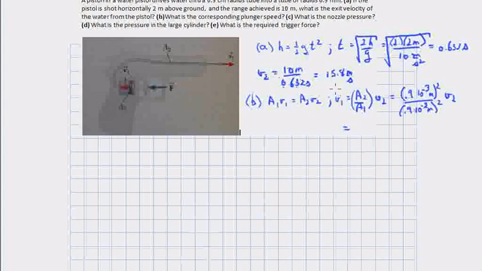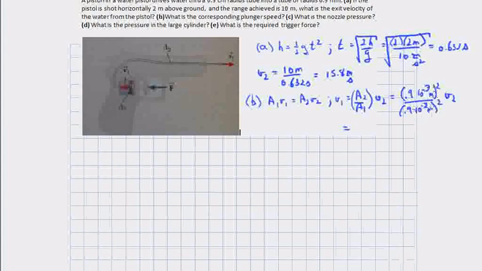For B, to find the corresponding plunger speed, we can use the continuity equation, A1 v1 equals A2 v2, solving that for v1. The plunger speed v1 is v2, the exit speed of the water from the pistol that we just calculated, times the ratio of the two areas. A2 is the small nozzle area, 0.9 times 10 to the minus 3 meters, 10 to the minus 3 meters is a millimeter, divided by 0.9 times 10 to the minus 2 meters, 10 to the minus 2 meters is a centimeter.